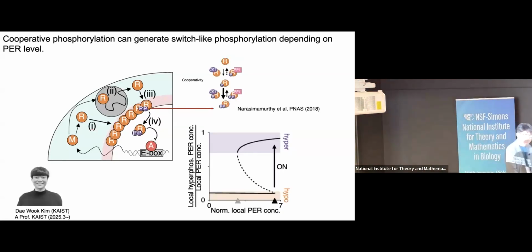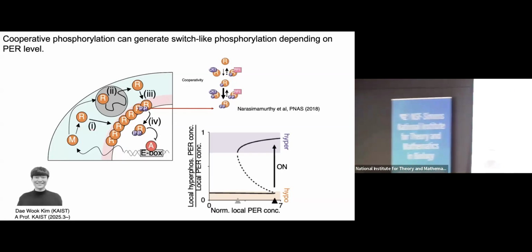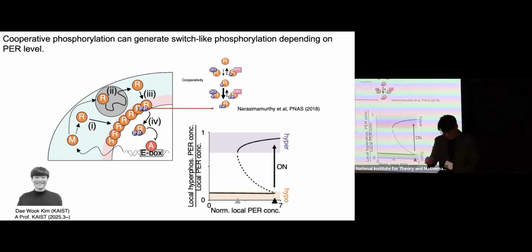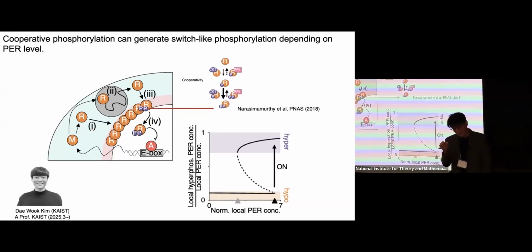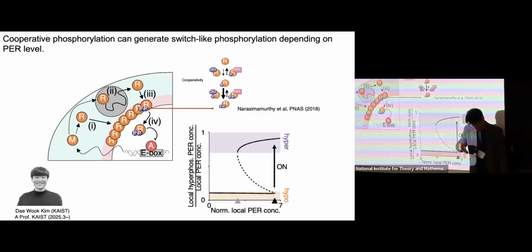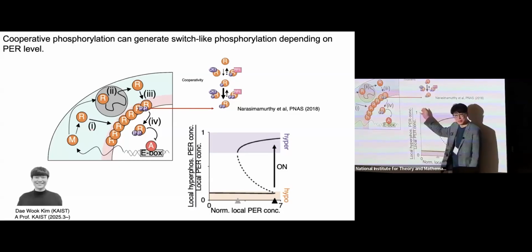So what this graph is, this is key. The x-axis is in the cell. Let's make a very small circle, and then let's measure the concentration of the per in this small circle. Let me call that local per concentration. And then the y-axis is, in this small circle, the fraction of the phosphorylated per protein which can enter the nucleus, between 0 and 1, right?